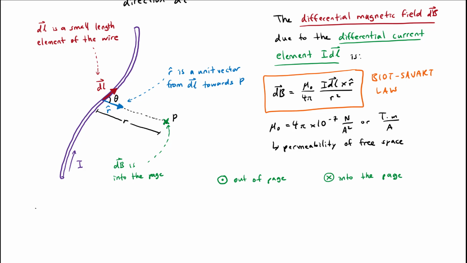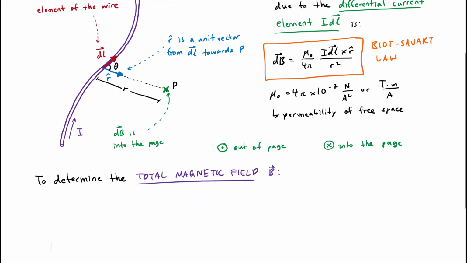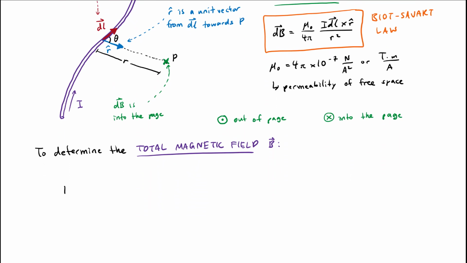So to determine the total magnetic field, which we'll call B, all we have to do is integrate. So that means B is equal to the integral of dB, and that's equal to the Biot-Savart law.